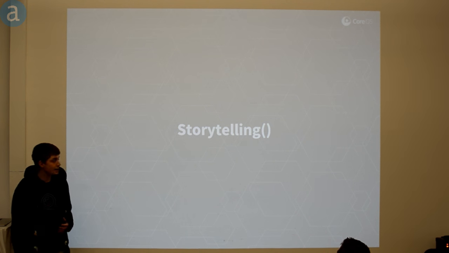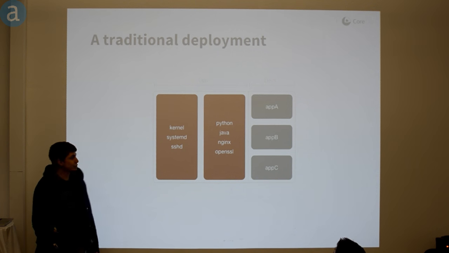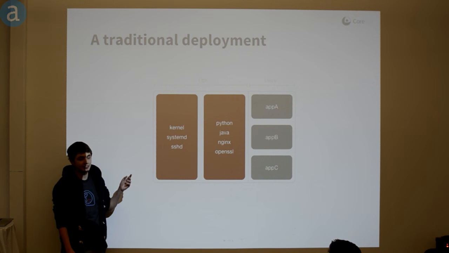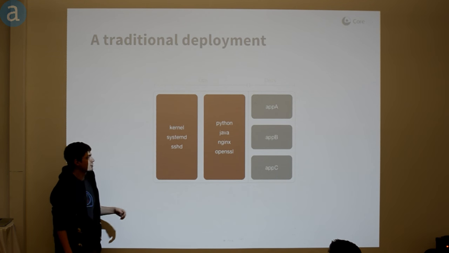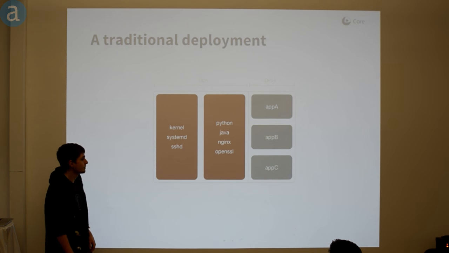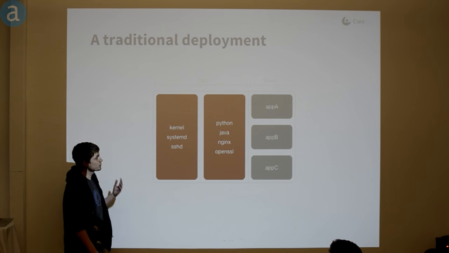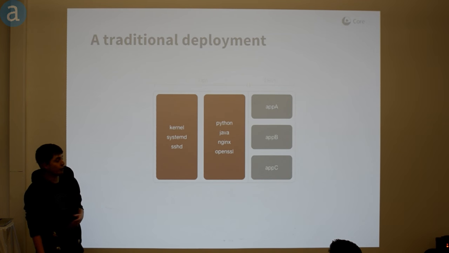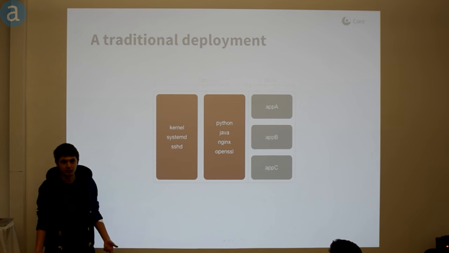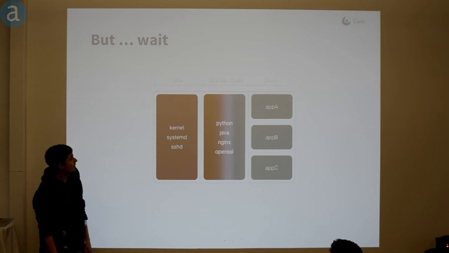To get into the subject, I'm going to tell you a little story. So this is your traditional deployment, right? You have your operating system with your kernel, system, SSH, or whatever. And then you have a bunch of dependencies. Here we have Python, Java, Nginx, OpenSSL. And obviously, you have your applications on top of that. That looks pretty simple, right? So the ops are managing the operating system and the dependencies, and the developers manage their applications. Sounds good, right? Actually, is it like this?